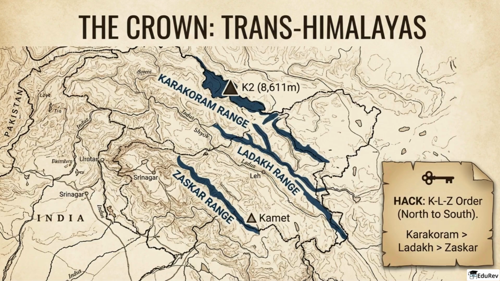Now moving north to south, we begin with the Trans-Himalayas. Major ranges: Karakoram, Ladakh, Zaskar. From north to south, Karakoram to Ladakh to Zaskar. Important peaks: K2 at 8,611 meters and Kamet. Memory hack: KLZ order. Many students place Everest in Karakoram. That is wrong. Everest belongs to the Greater Himalayas. Toppers mentally visualize a map while studying. Always visualize north to south layering.